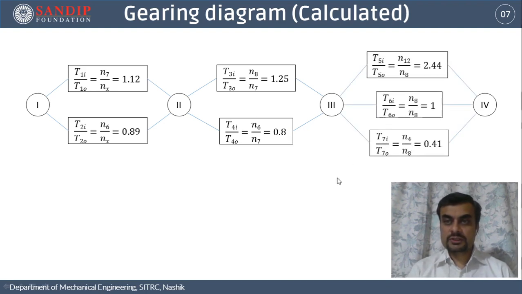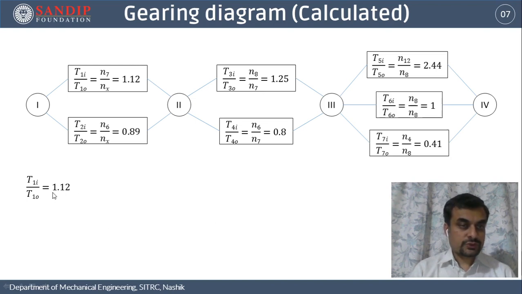Moreover, for the third stage, which means between shaft 3 and 4, I have 3 gear pairs, gear pair number 5, 6 and 7, and I can calculate the gear ratios in the same fashion. Once the gear ratios are known to us, we can go on calculating the number of teeth on each gear wheel. Let us start with the first gear pair.